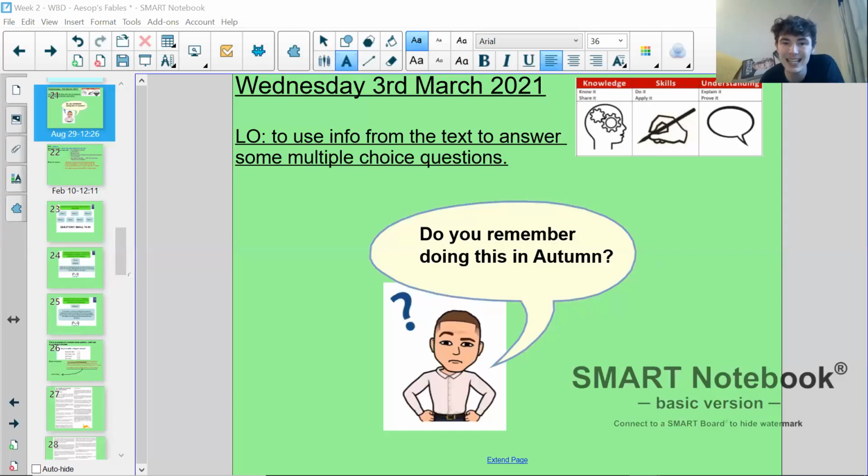Today is Wednesday, the 3rd of March, and I will just start sharing my screen so we can get straight into the lesson. We'll be continuing on with fables today, the Aesop's fable that we were doing. But our objective today is to use information from the text to answer some multiple choice questions.